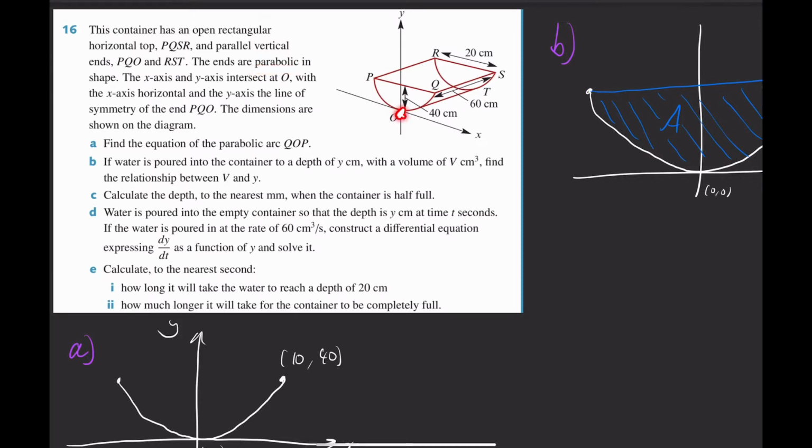X and Y intercept at the origin, with X being horizontal and Y being vertical. And we are symmetric, so this side is equal to this side, and that comes into it again later. The dimensions are shown on the diagram, so we have our dimensions here. First thing we're asked to do is find the equation of the parabola at QOP. So that's this parabola here.